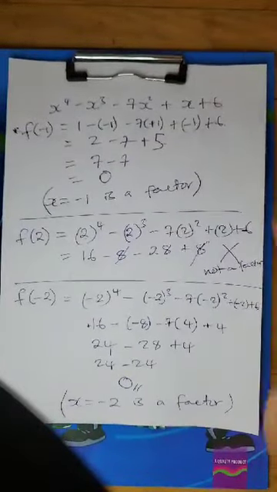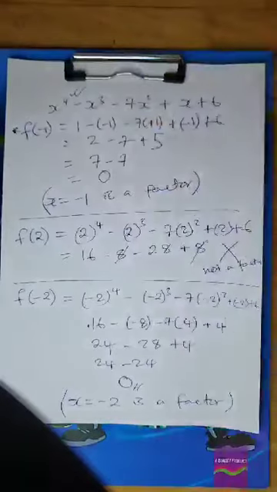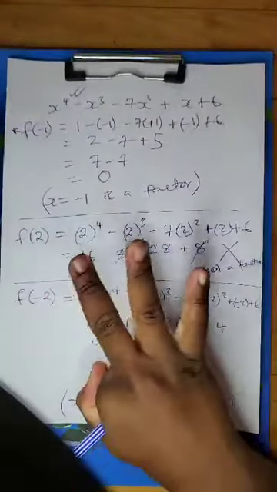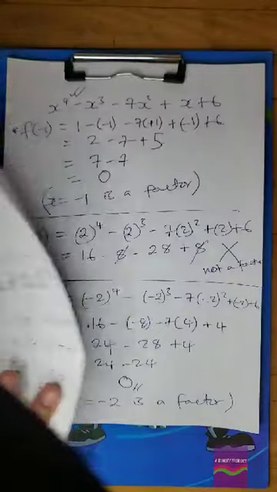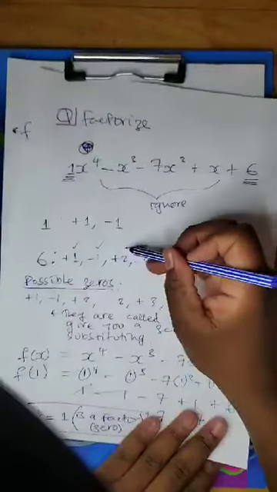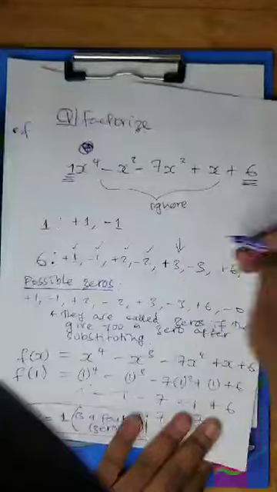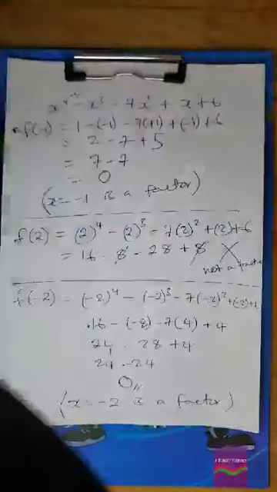The highest power of this expression was 4. So far we've been able to find 3 factors, so we just need to find the fourth one. And we've been moving in order. We've tried this, we've tried that. The next number we should try is 3.